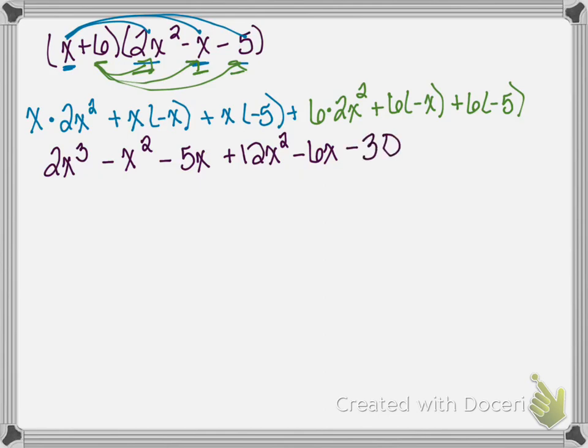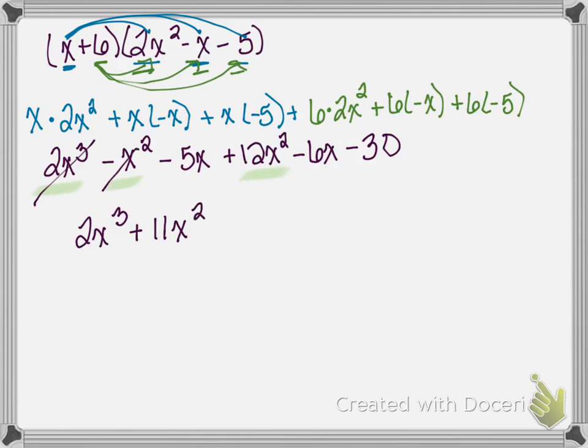And now it's super important that we look for like terms here because I've got 6 different monomials that I'm adding and subtracting. So 2x to the third, I don't have anything else raised to the third power, so I'm good. I can just write 2x to the third. Now, traditionally you see this written in descending order, so I'm going to have something with x squared next. So negative x squared and positive 12x squared gives me 11x squared.